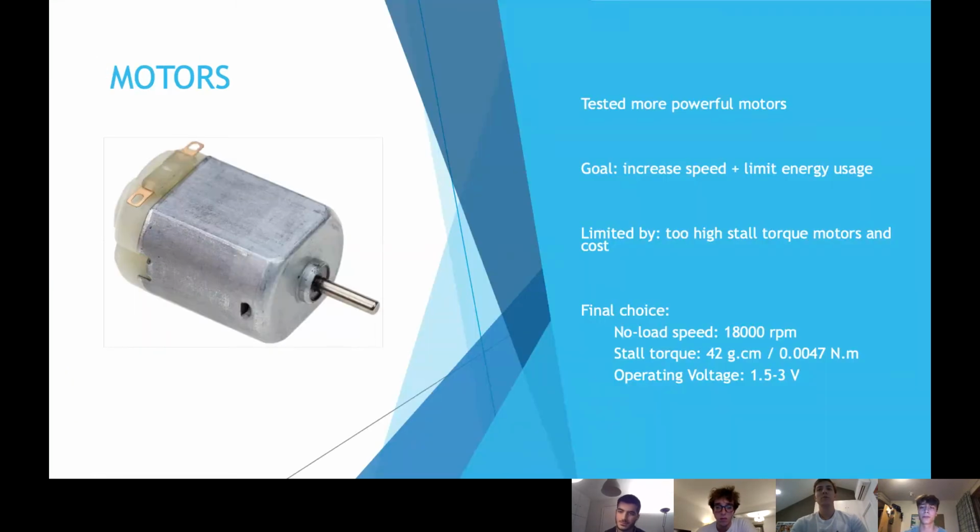We wanted to change the motor to be able to increase speed without changing the gear ratio. We tested motors with no-load speeds of up to 20 to 100 RPM, and although this gave a high and acceptable speed, the stall torque for this component was too high and increased the power output quite drastically. We also had to consider the cost of the motor when researching online, which limited the ones we could use. So we ended up going with a model which has a no-load speed of 1800 RPM and a stall torque of 0.005 newton meters, resulting in a cruise speed of 0.88 meters per second.